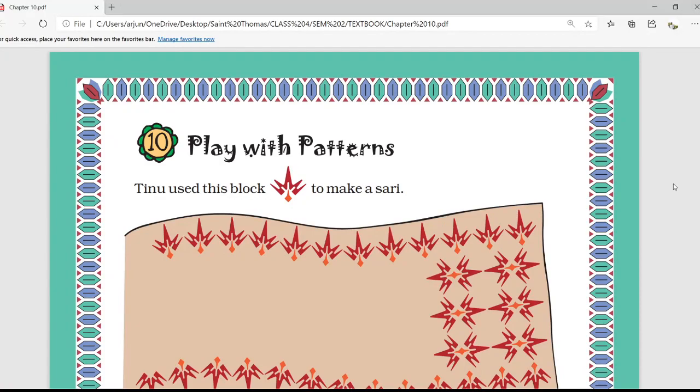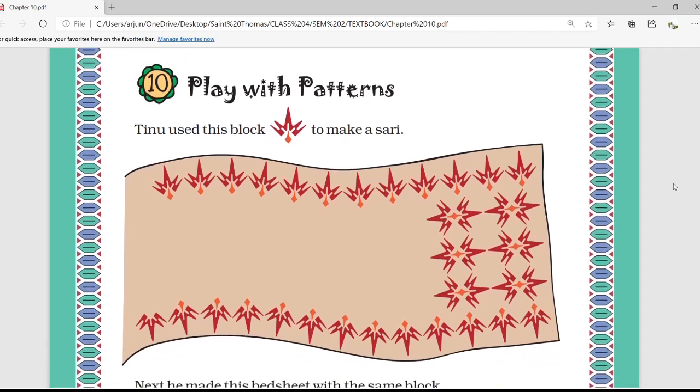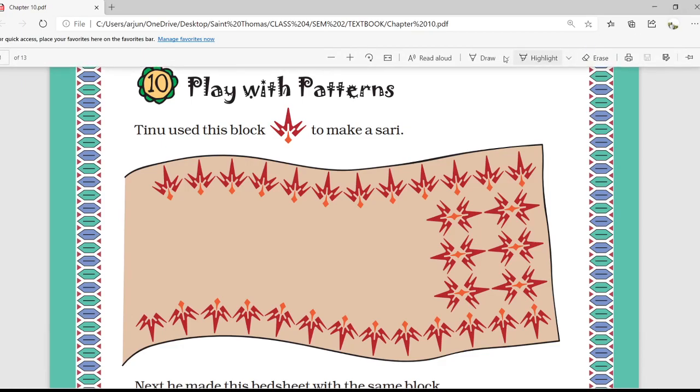So, today we are going to start a new chapter. Chapter number 10, Play with Patterns. Okay. So, starting from the first topic, Tinu used this block. Here in the figure, you can see that he used this block to make a sari.